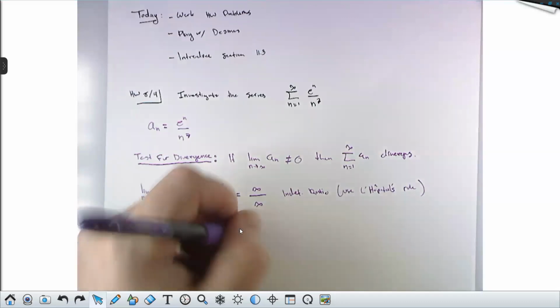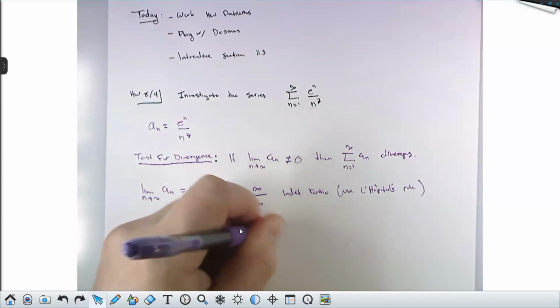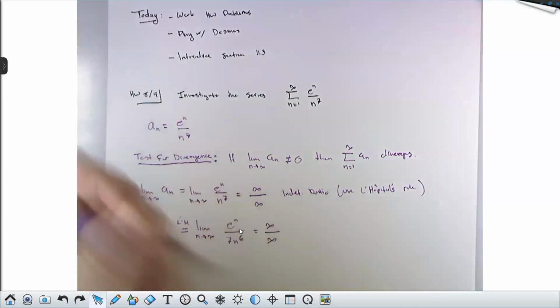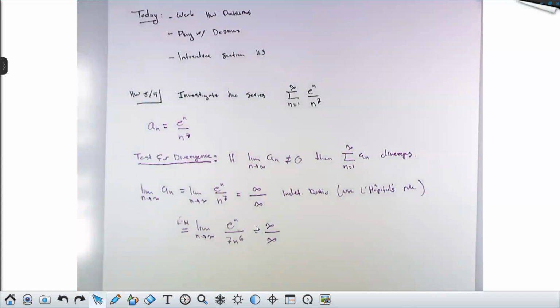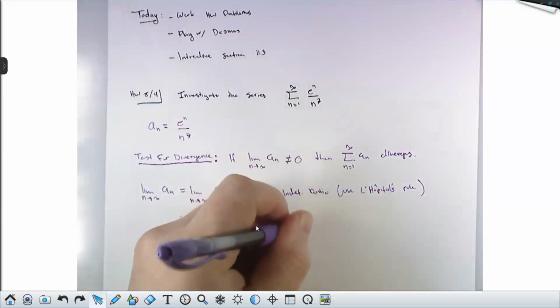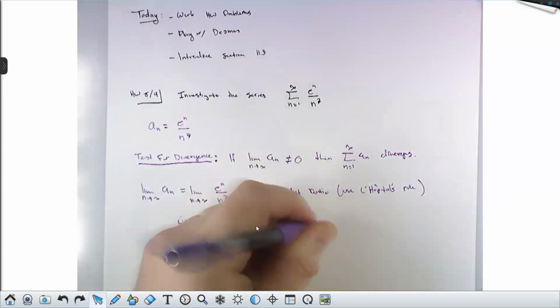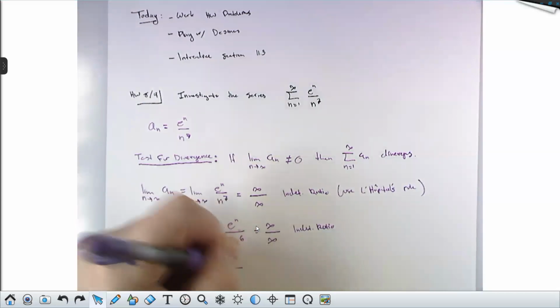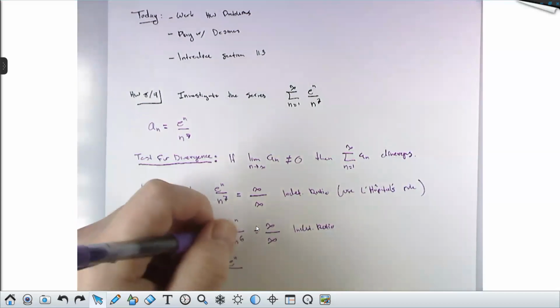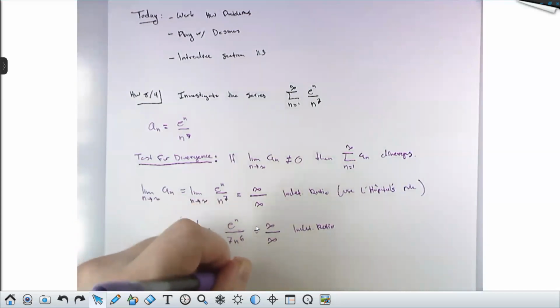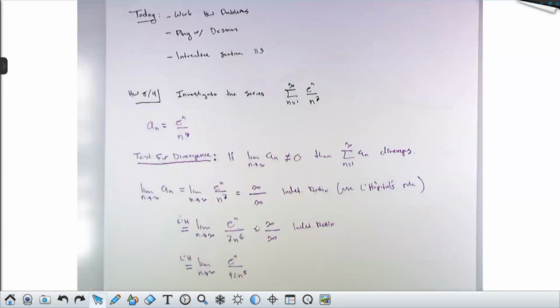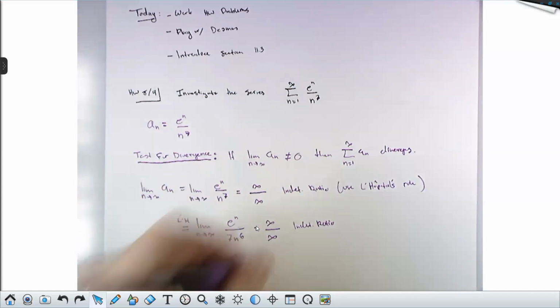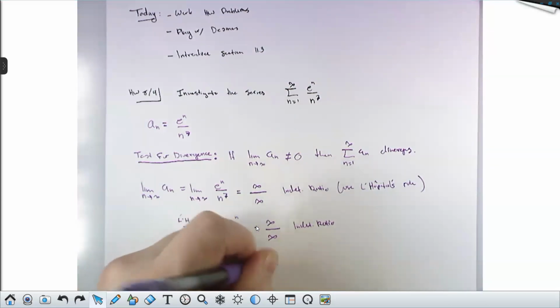E to the n still goes to infinity. 7n to the 6 also still goes to infinity. So this is, again, an indeterminate ratio, so we would use L'Hopital's rule again. The derivative of e to the n is still e to the n. The derivative of 7n to the 6 is 42n to the 5. And what you notice is that this is still looking like infinity over infinity.